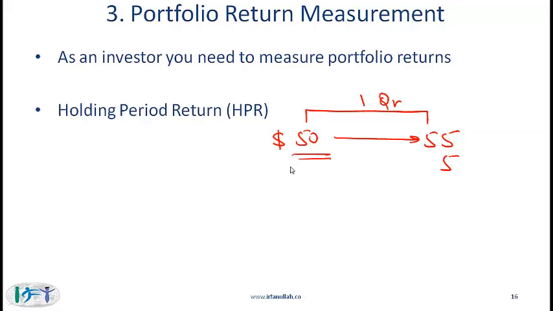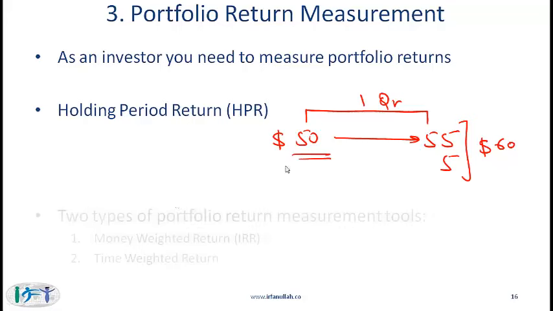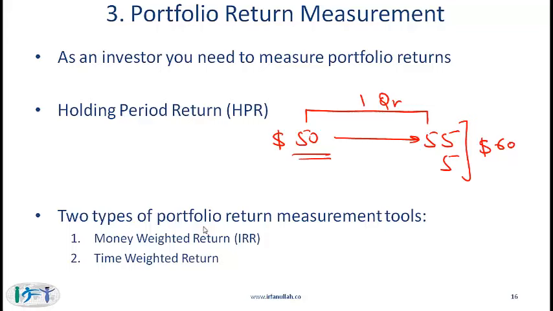You made an investment of 50. That investment has now essentially turned into $60, between 55 for the stock and $5 dividend. So you made an extra $10 on your $50 investment. So your holding period return is 10 divided by 50, which is 20%. In terms of portfolio return measurement tools, there are two techniques that are used to calculate return. One is called the money-weighted return and the other is called a time-weighted return, and we need to understand both these methods.